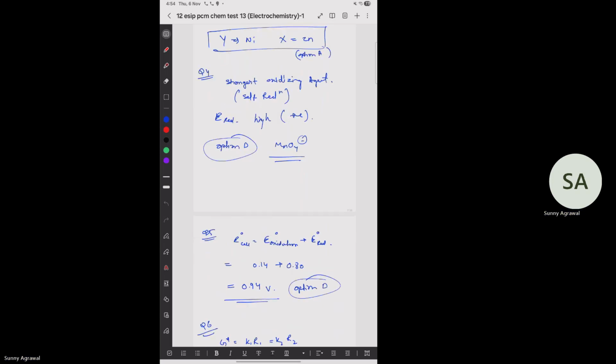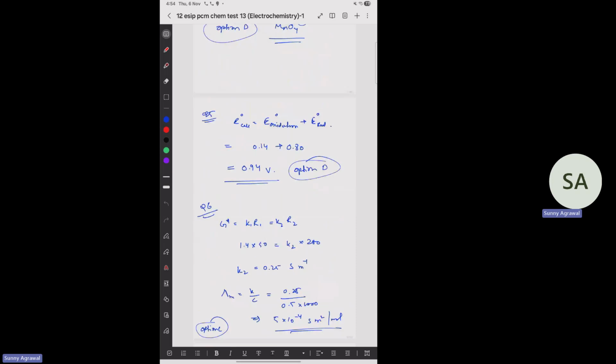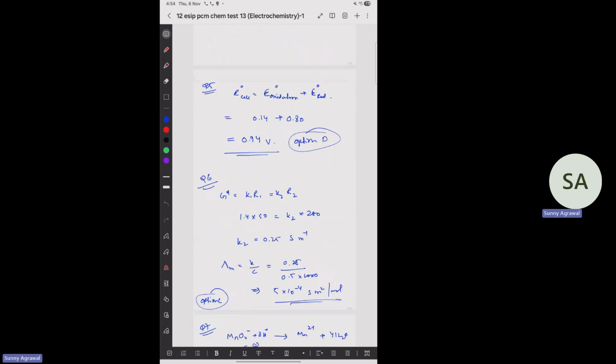Question number 5. Here, we are having E0 values for two half reactions. One is for silver, other is for tin. And we have to calculate EMF for the cell. So what we can say, E0 cell will be equal to what? E0 oxidation plus E0 reduction.